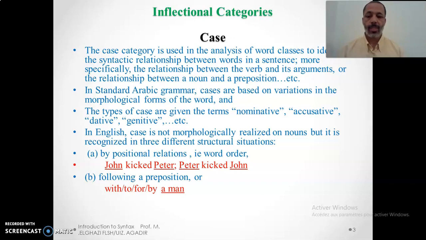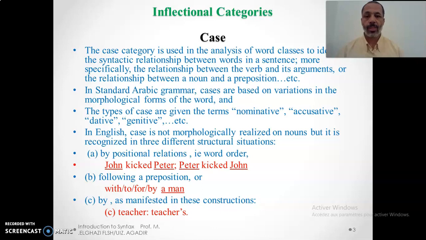Another situation in which we know case in English is by following a preposition, when a noun comes after a preposition, like with a man, to a man, for a man, by a man, and so on. The third situation in which we find case in English is the one in which we have the apostrophe and s. So it is manifested by constructions like teacher and teachers, John and Johns, boy and boys.